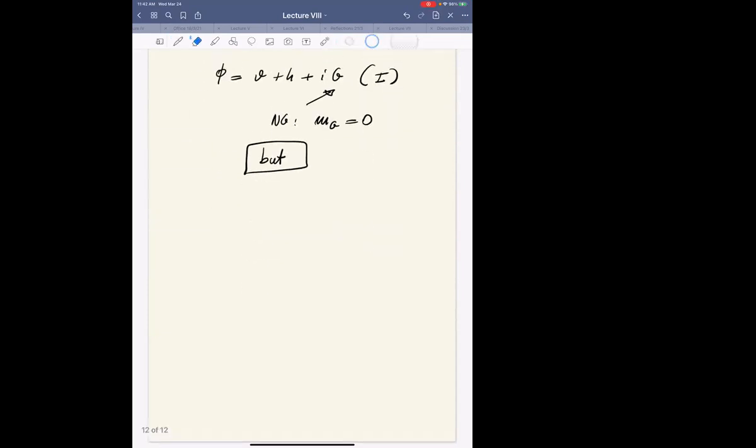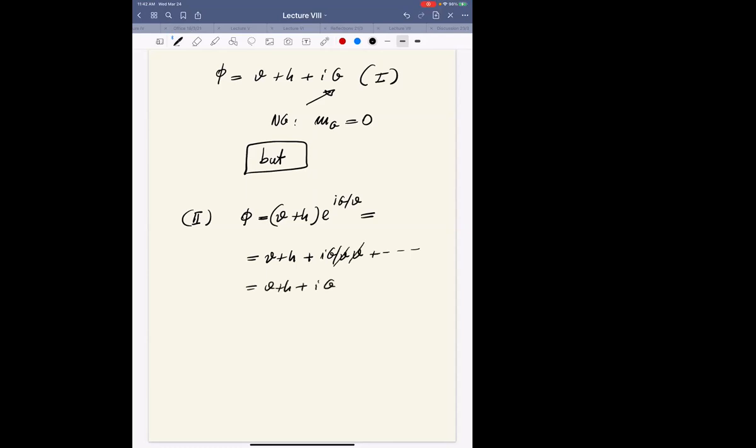I can also write phi as the second way of writing. I just like to choose different variables. I gave them the same name. I'm a little careless here. But just for you to appreciate, look, if I expand this, the leading term will be V plus H plus iG over V times V plus other terms. V cancels. So the leading terms, these two ways of writing the variables would agree. That's why I use the same name, just not to put primes. So let's now look at this.